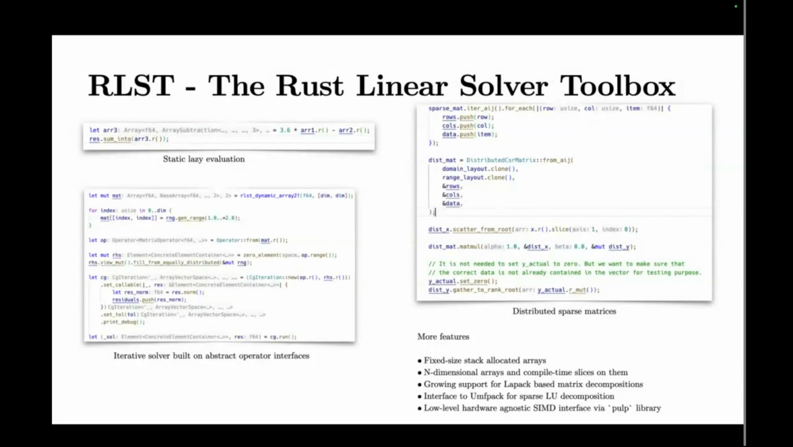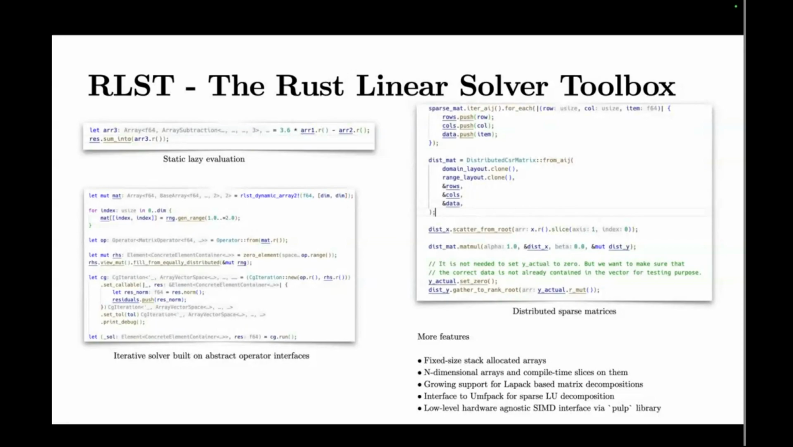Then we've got a bunch of iterative solvers built on abstract operator interfaces. So we have traits that define abstract linear function spaces, and then iterative solvers based on these function spaces. Whether you have a dense matrix, sparse matrix, whatever you like, you just wrap it in these abstract operator interfaces and can use the iterative solvers. We've got support for distributed sparse matrices, which is very robust and works very nicely, and a couple of other nice features like arbitrary n-dimensional arrays and compile time slices on them.